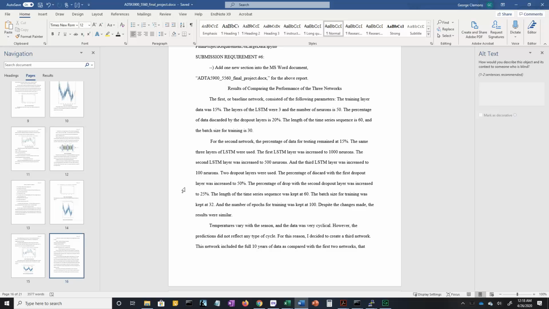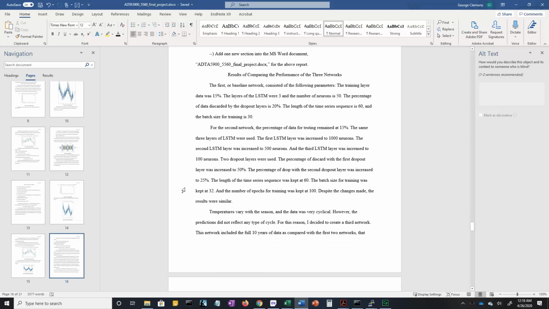Despite the changes made, the results were similar. The temperatures vary with season, and the data was very cyclical. However, the predictions did not reflect any type of cycle. For this reason, I decided to create a third network.